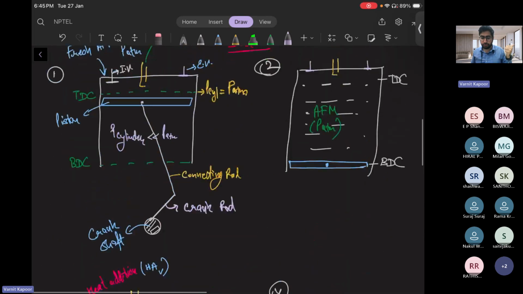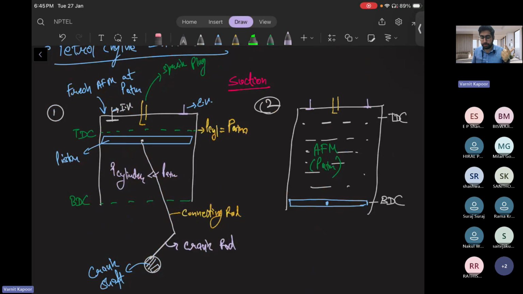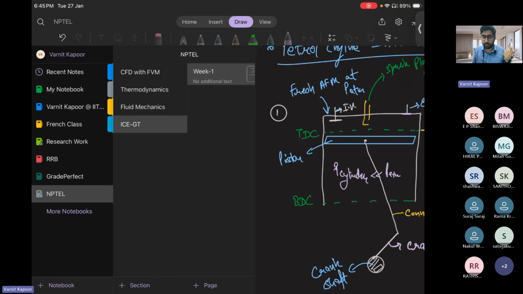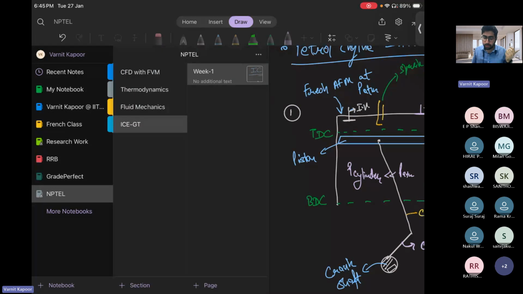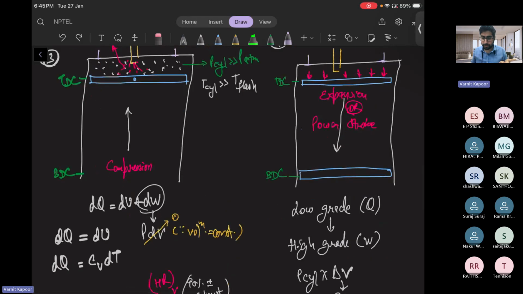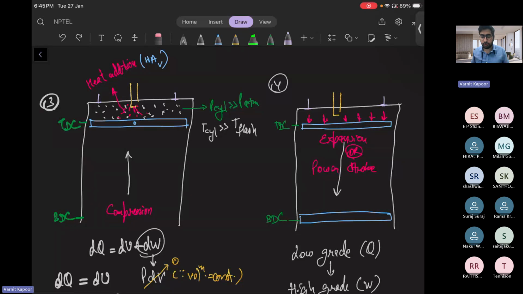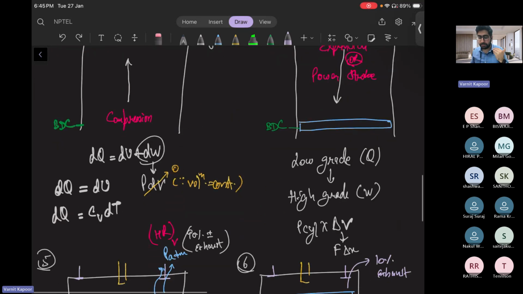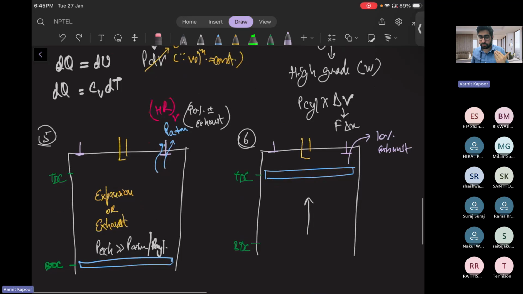So what happened? Your first stroke was the suction stroke, where your piston moved from top dead center to bottom dead center. Then your compression stroke happened, where the piston moved from bottom dead center to top dead center, and then you added the heat at constant volume. Then the third stroke was the expansion or power stroke, where the power is generated and the piston moves from top dead center to bottom dead center. Finally, the exhaust stroke, where all of your gases exhaust out as the piston moves from bottom dead center to the top dead center.